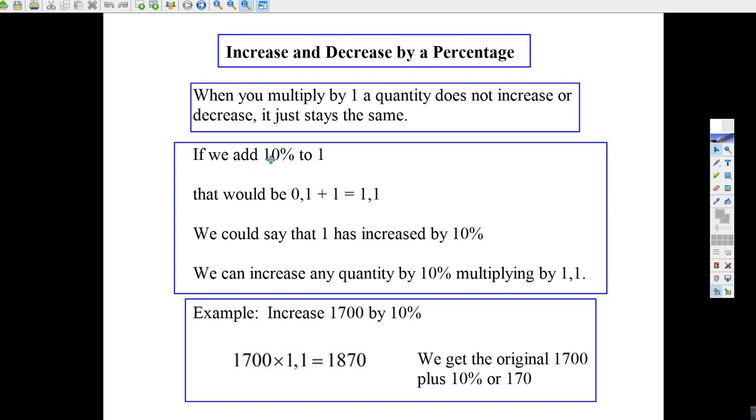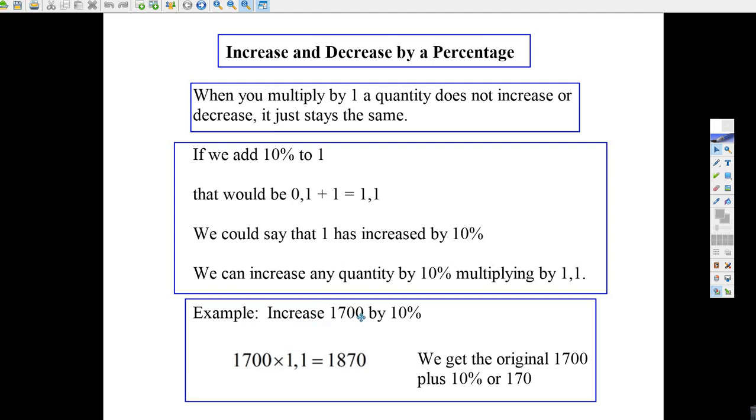Well, 10% means 10 divided by 100, which is 1/10. And if we write it as a decimal, it'd be 0.1 plus 1. Well, there's 1 increased by 10%. It's 1.1. Now, the nice thing about this 1.1 is we can increase anything by 10%. All we have to do is multiply it by 1.1.